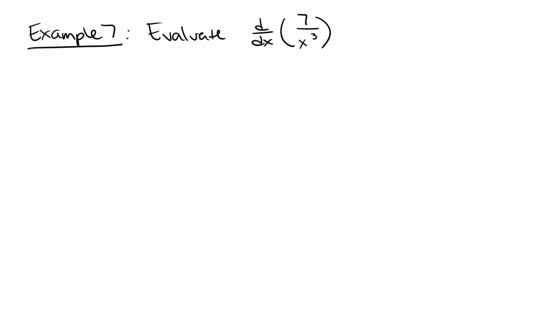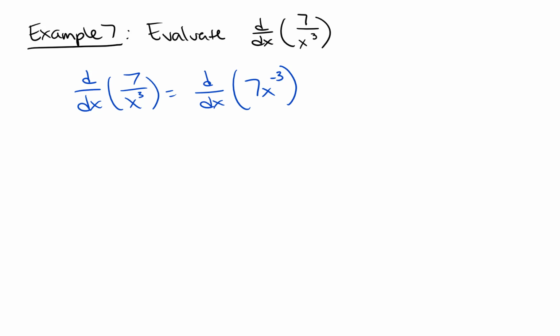And the last example we're going to consider now is evaluating the derivative of 7 over x cubed. Now again, we could use the quotient rule. Technically we have a separate numerator and denominator, but our numerator is just a constant and our denominator is a single term. So we could absolutely rewrite this expression, 7 over x cubed, as d dx of 7x to the negative 3, and avoid the quotient rule entirely by just applying our constant multiple and power rules for derivatives.